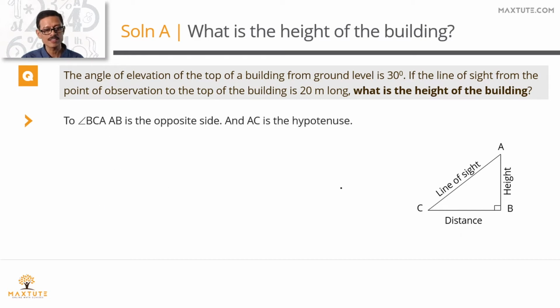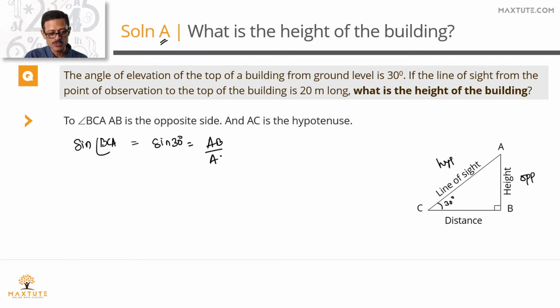Let's start with the first one. We are doing the solution to what is the height of the building right now. To this angle BCA, which is our angle of elevation, which measures 30 degrees, AB, the height of the building, is the opposite side. AC is the hypotenuse to this triangle. Which trigonometric ratio combines the opposite side and the hypotenuse? The one that combines these two is sine theta. So we're going to be finding out sine of angle BCA. Angle BCA measures 30 degrees. So sine of angle 30 is equal to opposite side, which is AB, divided by the hypotenuse, which is AC. Sine 30 measures 1 by 2.